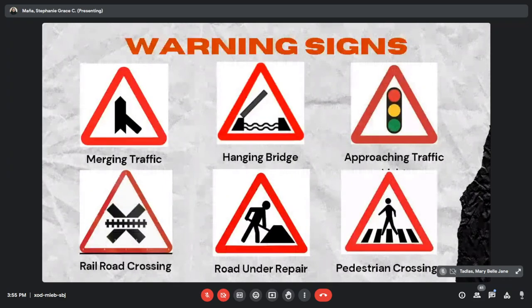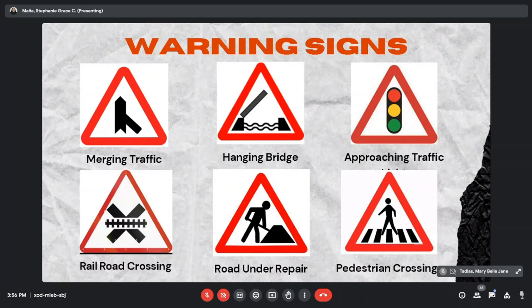Next. So these are the warning signs. So first, merging traffic. So this indicates that the drivers should be prepared to merge with vehicles on a separate road. Then hanging bridge, nagwo-warn sa driver na they are approaching a hanging bridge ahead of the road. Then approaching traffic light, nagwo-warn sa driver na they are approaching an intersection where it is controlled by a traffic light. Then railroad crossing. So kapag yung ahead ng road is merong railway.